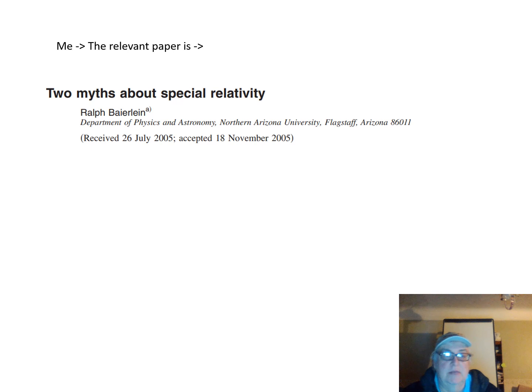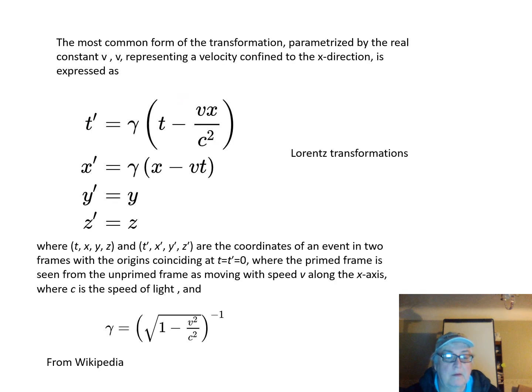And this is the relevant paper. It's called Two Myths About Special Relativity. So the most common form of the transformation by the real constant v, where v is representing a velocity confined to the x direction, is given by these equations, and that constitutes the Lorentz transformations.